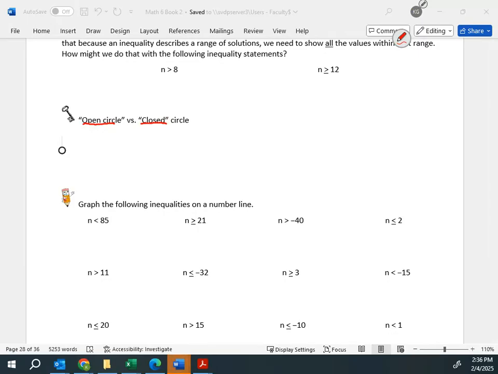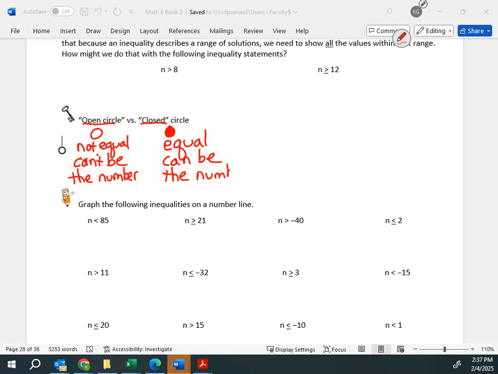So an open circle is a circle that's not filled in. It means not equal. So it cannot be the number. It can't be the number. That is different than a closed circle that's going to be filled in. So a closed circle means it can be equal to it. It can be the number.